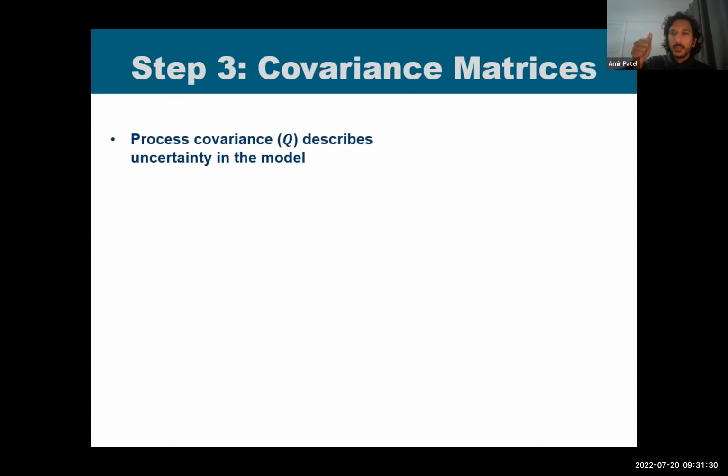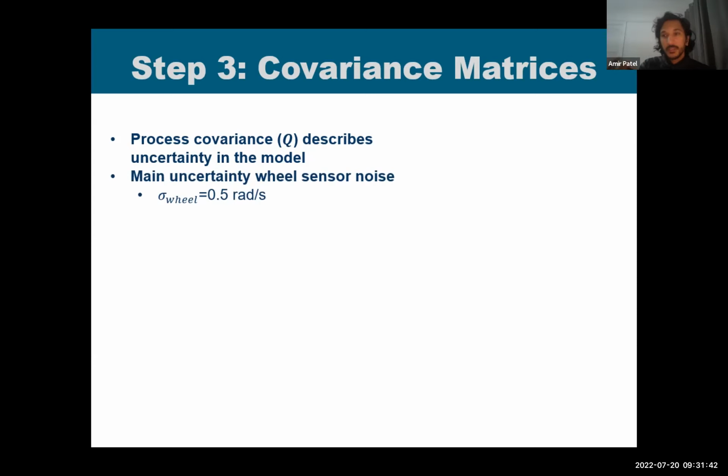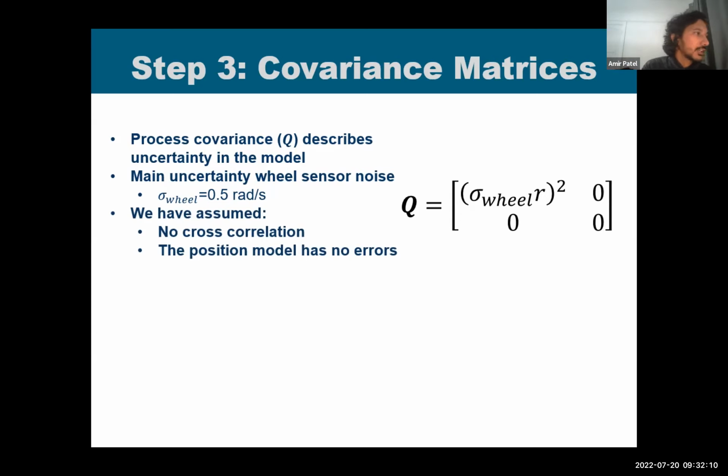Okay, so now we've got the model's prediction. We've got the update step. So now we need the uncertainty. The main uncertainty on the input to the model is the wheel sensor noise, which you said is 0.5 radians per second. So you can see the covariance of the model part is written as sigma of the wheel, which is 0.5, multiplied by the radius, because we want it in velocity in meters per second, and it's squared because we're looking at covariance, not standard deviation. In this, we've assumed no cross correlation and that the position model has no errors, right? In reality, there's a more accurate way of calculating that, which I do in the MATLAB live script. I'll talk about that in a bit, but this one is pretty good as an initial step.